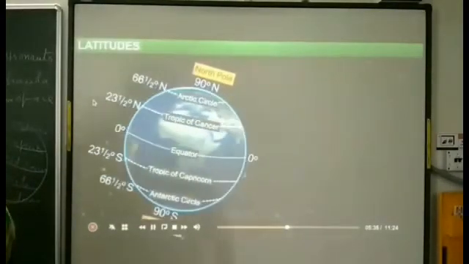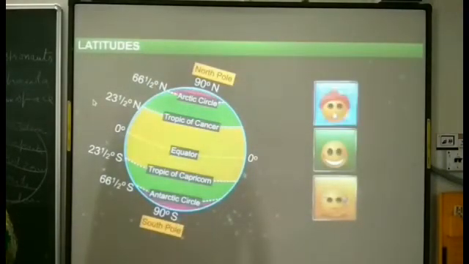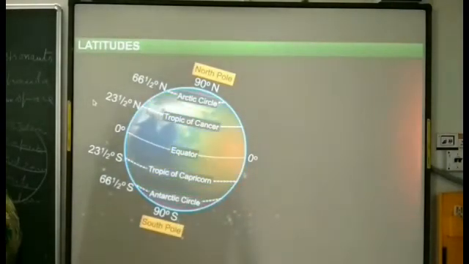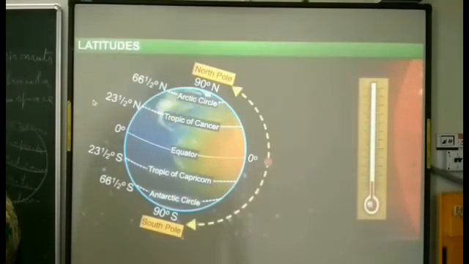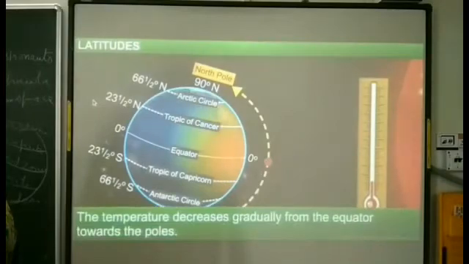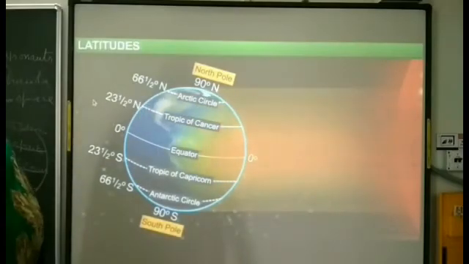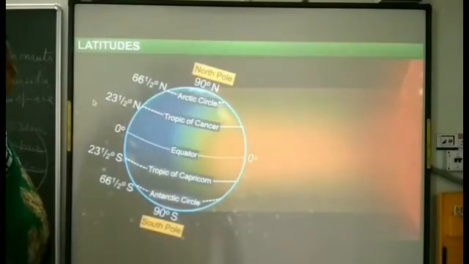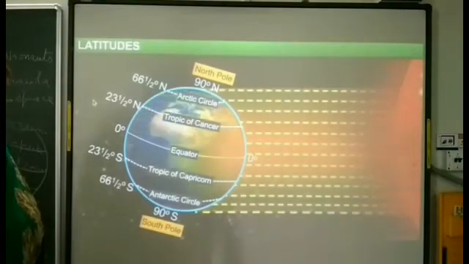Let's see how latitudes impact weather. The temperature decreases gradually from the equator towards the poles. That's because the angle of the sun's rays on the surface of the earth increases as we go away from the equator.